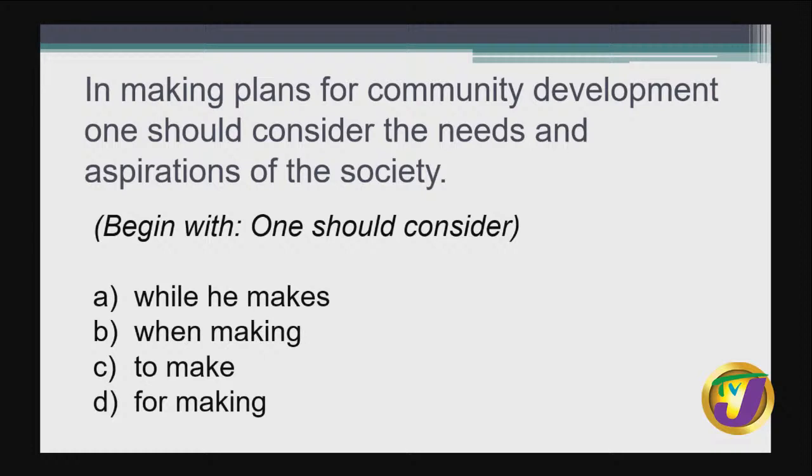So look at the original sentence. You have one should consider the needs and aspirations of the society. So that can stay as it is. What are you going to use now to join that section with the other section that conveys the meaning in making plans for community development? Which of these four options do you think would be the best one to make a seamless connection?